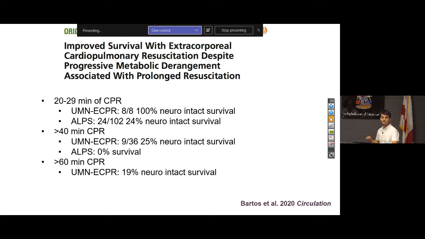Go out to more than 40 minutes. No one in the ALPS trial survived neurologically intact with more than 40 minutes of CPR, whereas for this group, 25% survived neurologically intact at 40 minutes. Beyond 60 minutes, I don't remember what the actual numbers were, but it was 19% of patients beyond 60 minutes actually survived neurologically intact, which is really, if you sit back and think about that, an hour of CPR before being put on pump, 19% of patients surviving, leaving the hospital alive, being able to communicate with their family members. That's pretty remarkable stuff.